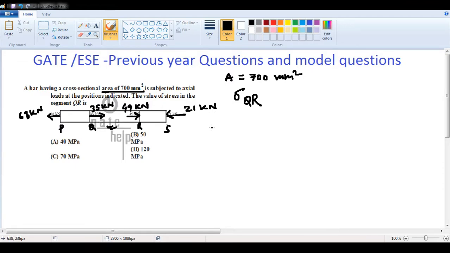We have already learned, and I have already discussed the last time, whenever there is a question given on principle of superposition, wherever the loads are not the same and not constant, what we do is we treat them individually. So I'll first take individually the loads.